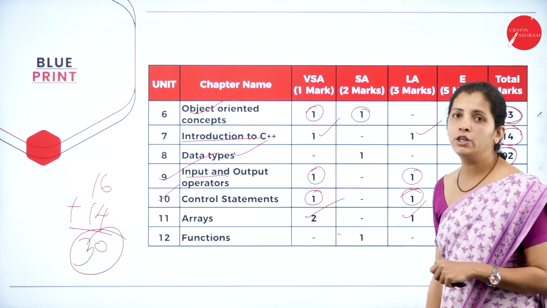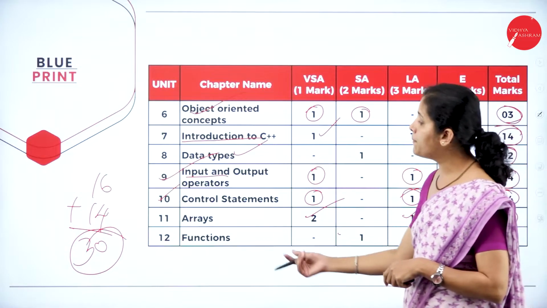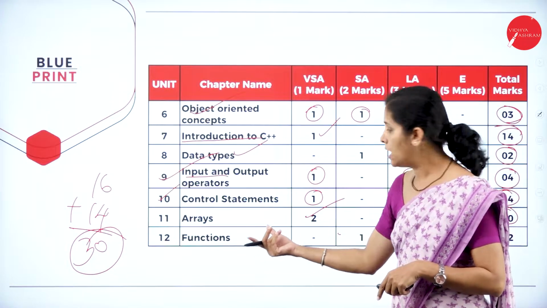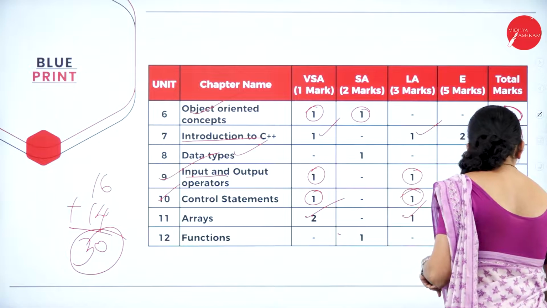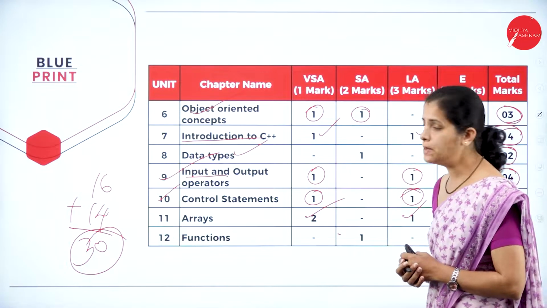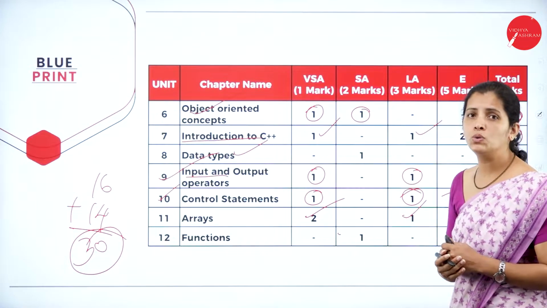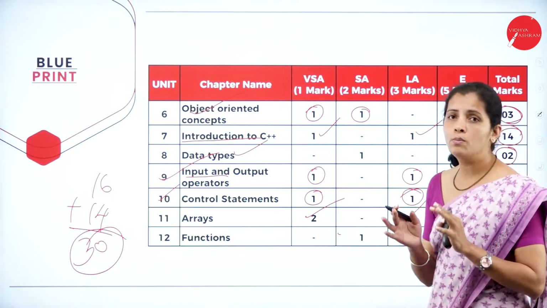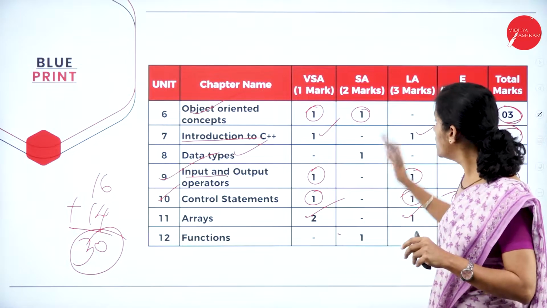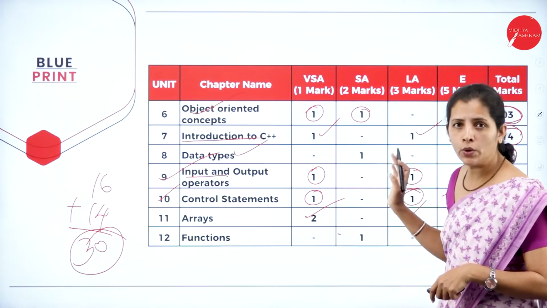Now moving on to the 12th chapter. What is the chapter name? It is functions. And what's the weightage? It is only 2 marks. That means if I concentrate on this chapter, I can score only 2 marks. That means I'm going to get one 2-mark question.